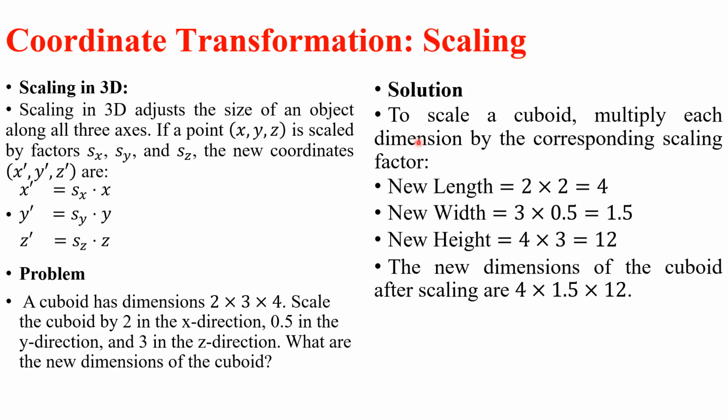What we do here is just multiply each of the factors in the corresponding directions with the coordinates of that direction. So that will be 2 multiplied by 2, 3 multiplied by 0.5, and 4 multiplied by 3. And that is what we've done here. Now the new dimensions of the cuboid after scaling are 4 by 1.5 by 12.